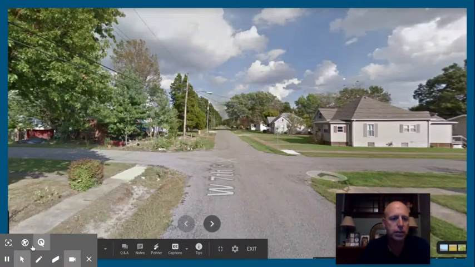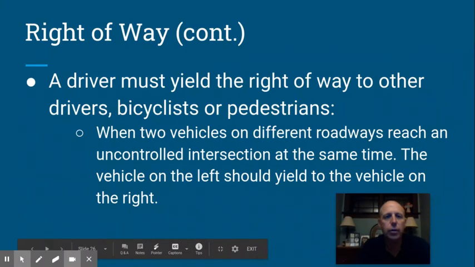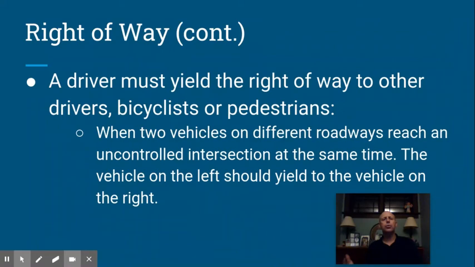When two vehicles on different roadways reach an uncontrolled intersection at the same time, the vehicle on the left should yield to the vehicle on the right. All right, uncontrolled intersection. I don't like that terminology, because control is talking about whether there are rules about what is supposed to happen. At least that's what I think of when I hear that word control.